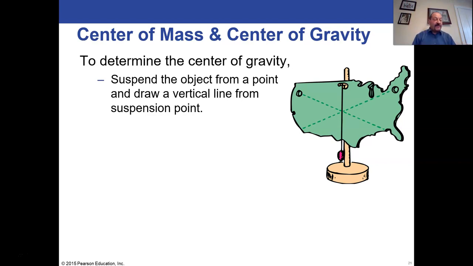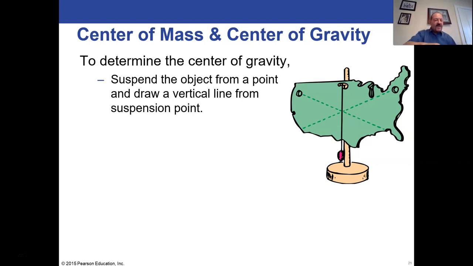And you can do this with a map of the US, as long as it's the same thickness all the way through. And you can hang it from the state of Maine. And when you do that, you'll see half the mass will be on the left and half the mass will be on the right. And you keep making a line that shows you the halfway point. They show what's called a plumb line. It's just a string with a heavy weight at the bottom of it, and it just hangs down.